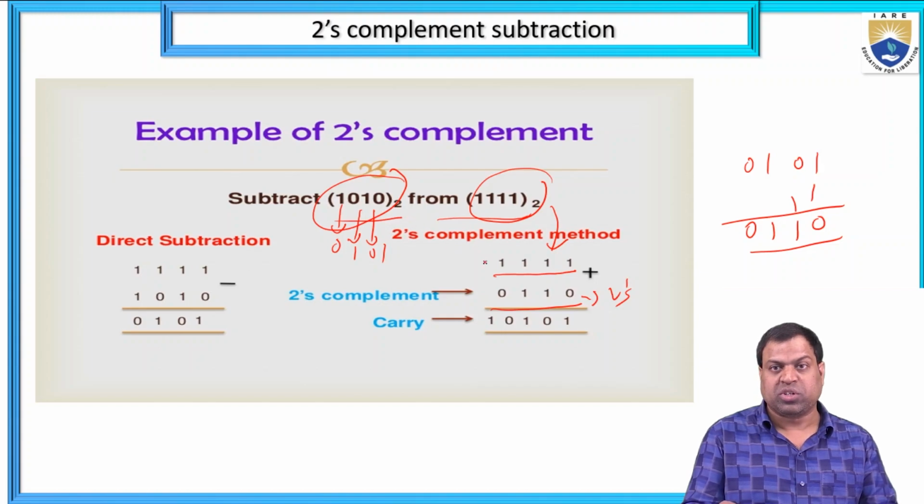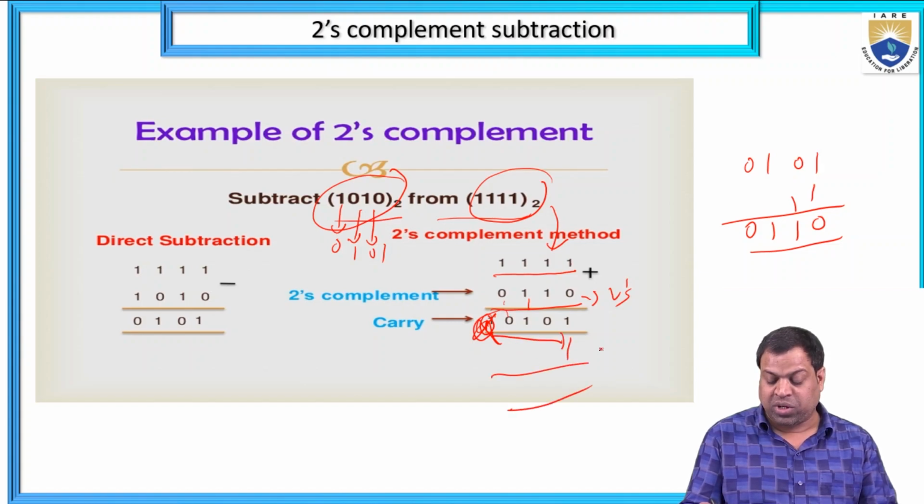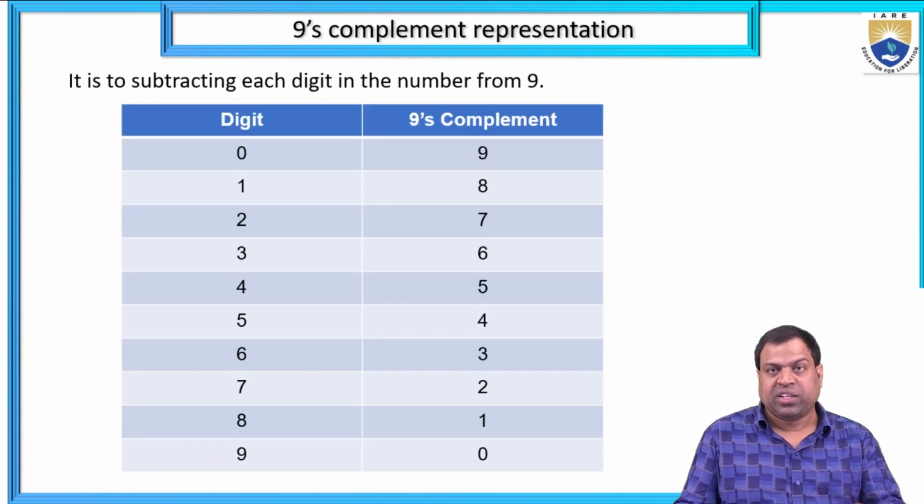So what is the 2's complement of the subtrahend? 0 1 1 0. We are adding both together: 1 plus 0 is 1, 1 plus 1 is 10, 1 plus 1 is 10, 11, and 1 plus 1 is 10, like this. So there is a carry. We are neglecting the carry because in the 2's complement, when the carry is there, we neglect it. But if it is 1's complement, this carry is added here. In the 2's complement we are not adding the carry, we are removing it. We are neglecting this carry.